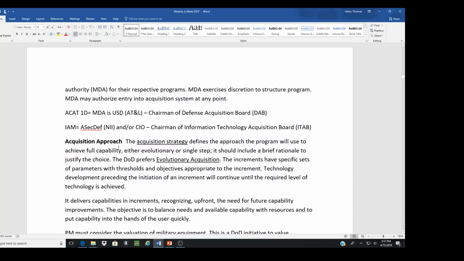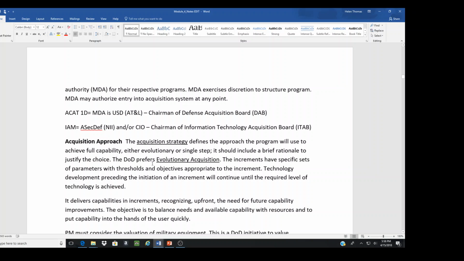Because the acquisition approach begins with the acquisition strategy. You first have to develop a strategy before you start spending money. It defines the approach taken with the program to achieve full capability, either evolutionary or in one step. So do we already have something existing in our inventory that we can add to in a single step, or is it an evolutionary project or resource that we need to develop?